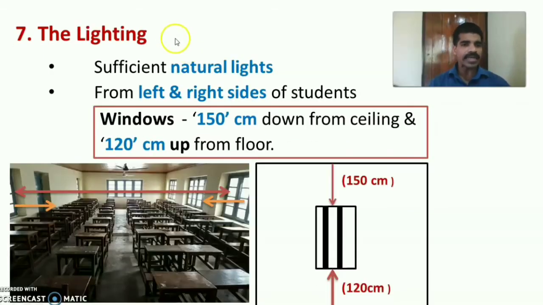Then regarding the lighting, there should be sufficient natural light in the classroom, from both the left and right side of the students. As we have already discussed, the window has to be constructed 150 centimeters down from the ceiling and 120 centimeters up from the floor, and there should be cross ventilation from both the right and left side of the students.